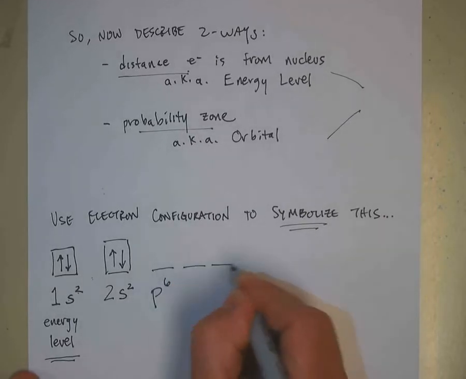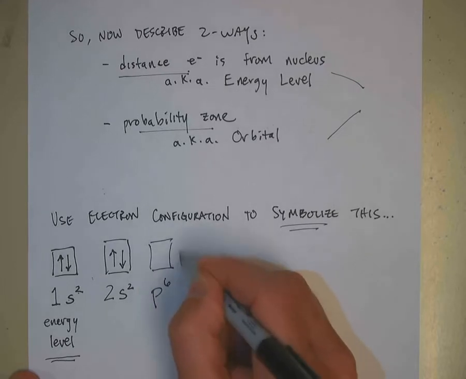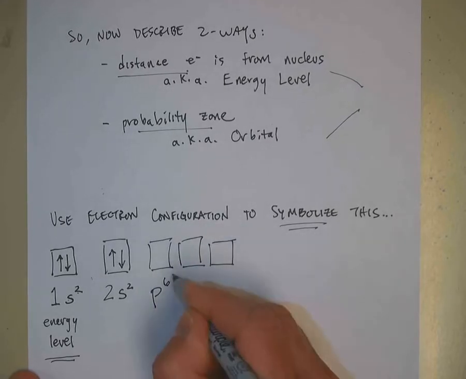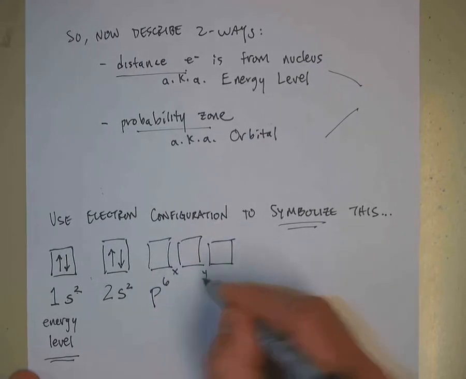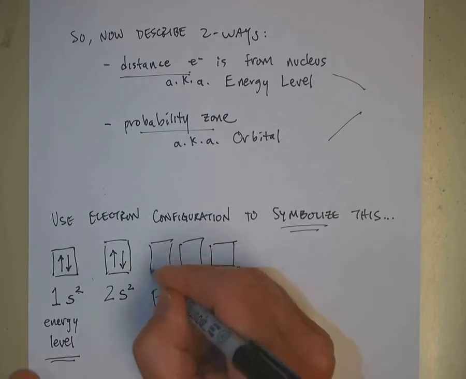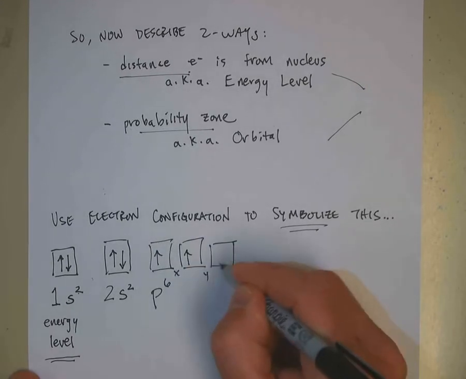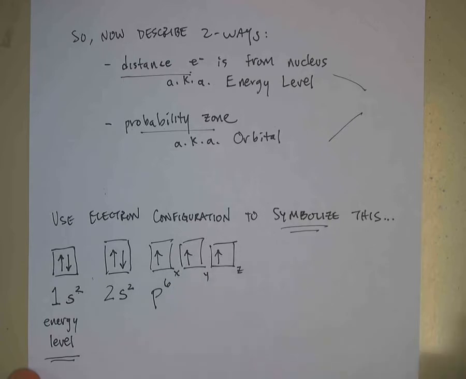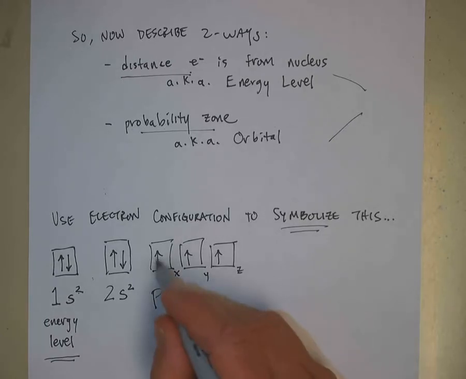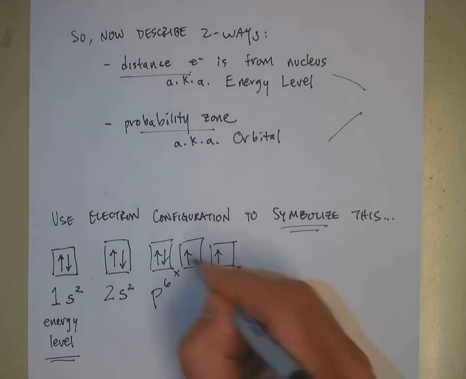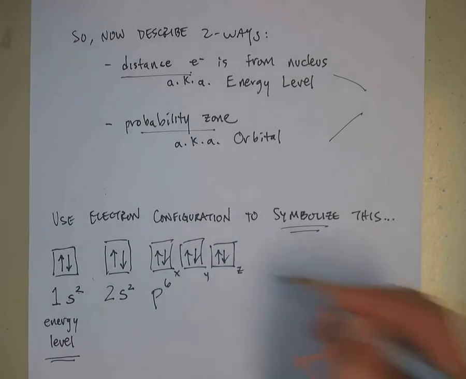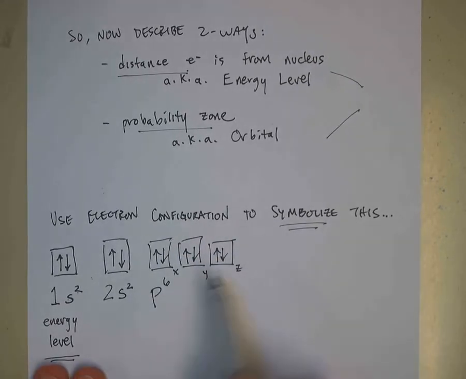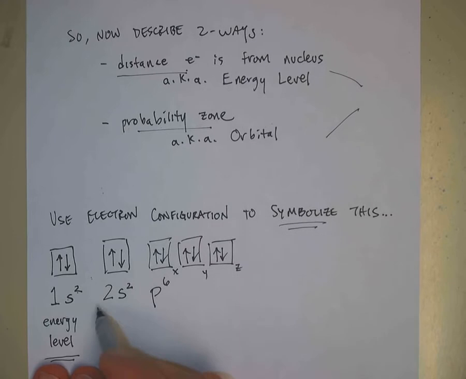And this time you'd want to write 3 different boxes here, one for each p orbital. Remember, there's an x orientation, a y orientation, and a z orientation. 1 electron would go in each orbital before they start to pair up. And notice each orbital has to have an electron of the same spin, same direction of arrow, before they start to pair up. And then we'd finish or complete the second energy level.